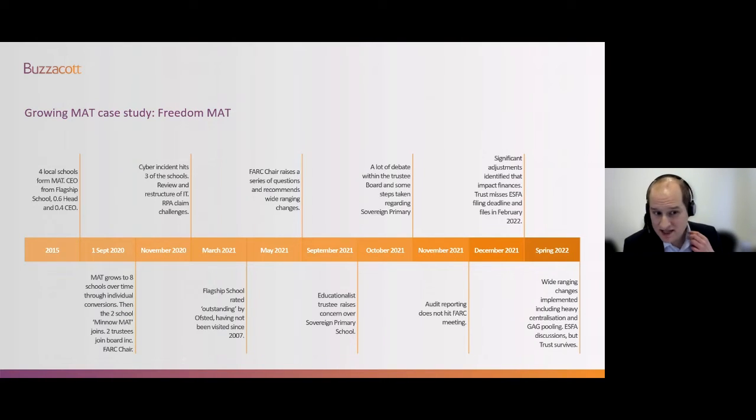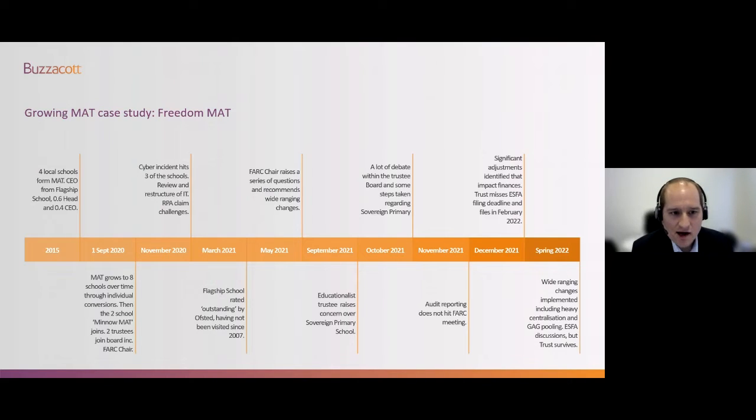And then on the 1st of September 2020, another multi-academy trust, a MAT of 2 schools, joined the trust. And as well as acquiring the 2 schools, there was a good skill set on that academy trust board, and so some of the trustees joined. So 2 trustees, one who actually became the chair of the Finance, Audit and Risk Committee because there was a vacancy going at the time, and then another trustee joined the trustee board.